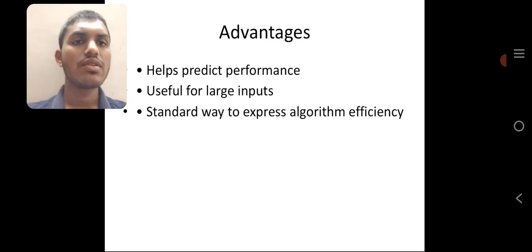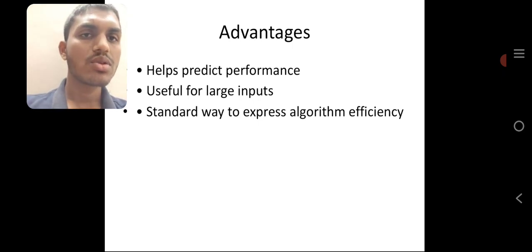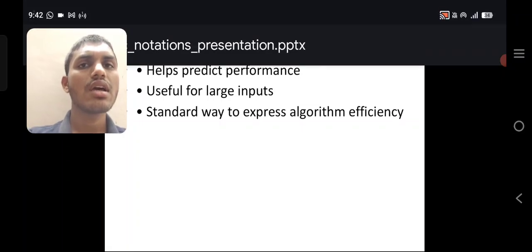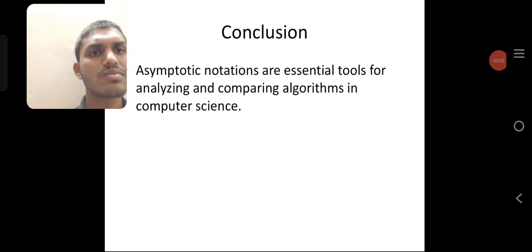Let's discuss the advantages. Helps predict performance, useful for large inputs, standard way to express algorithms efficiently. By writing a clear algorithm using these notations, we can predict the best case performance of the code execution or compilation time. Useful for large inputs. Suppose we are taking complex inputs like prime numbers, tic-tac-toe like questions, we can make it easier to understand. The standard way to express algorithms efficiently.